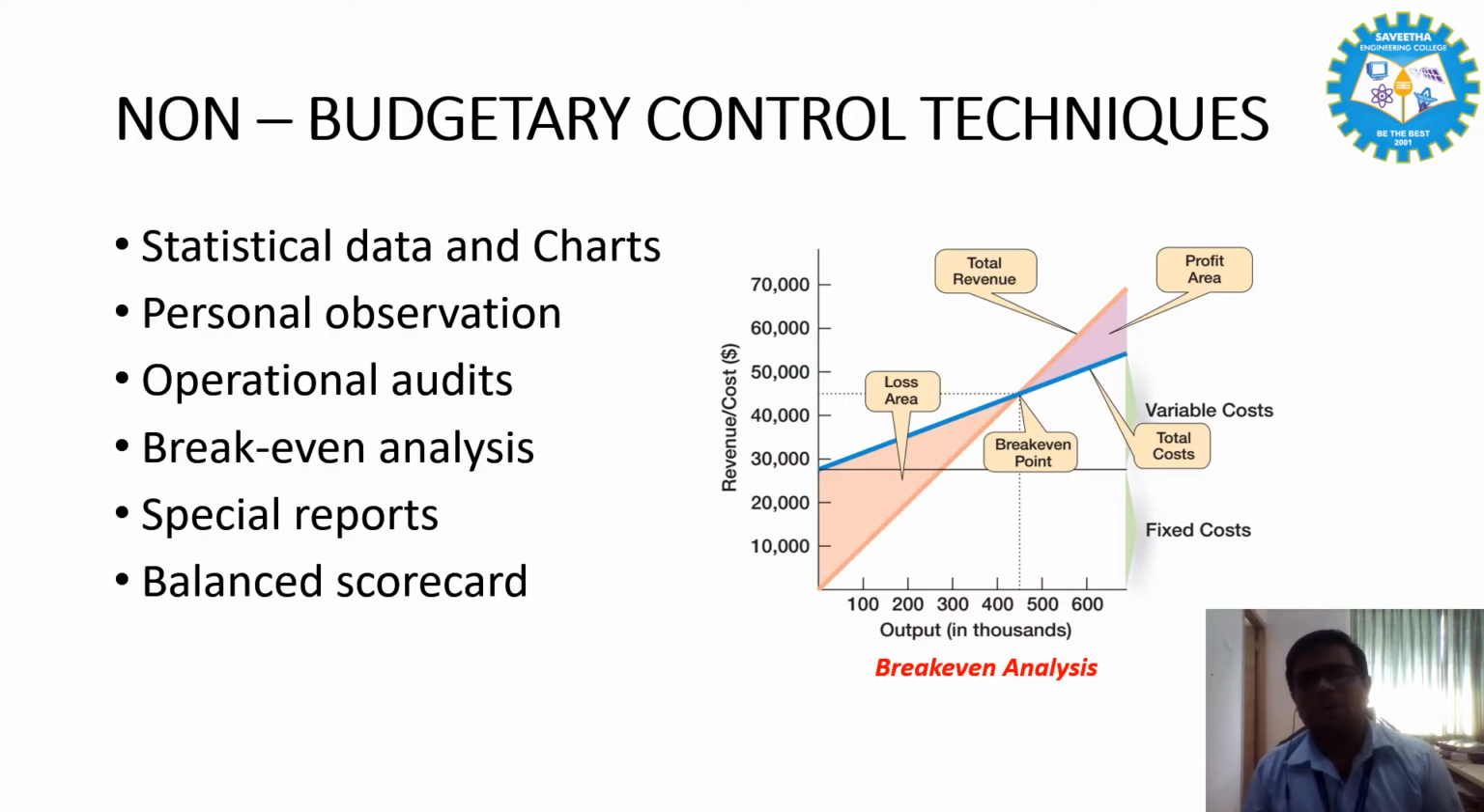The next one is operational audit. The audit is performed by the organization to ensure that its assets are properly safeguarded and its financial records are reliably kept. Because it concentrates on the operation of the organization, this process is also known as operational auditing. There are two types of audits, for example, internal audit and external audit.